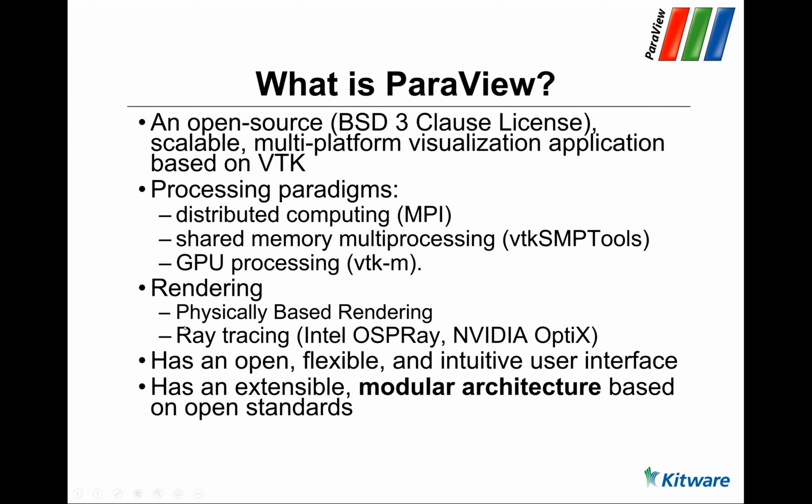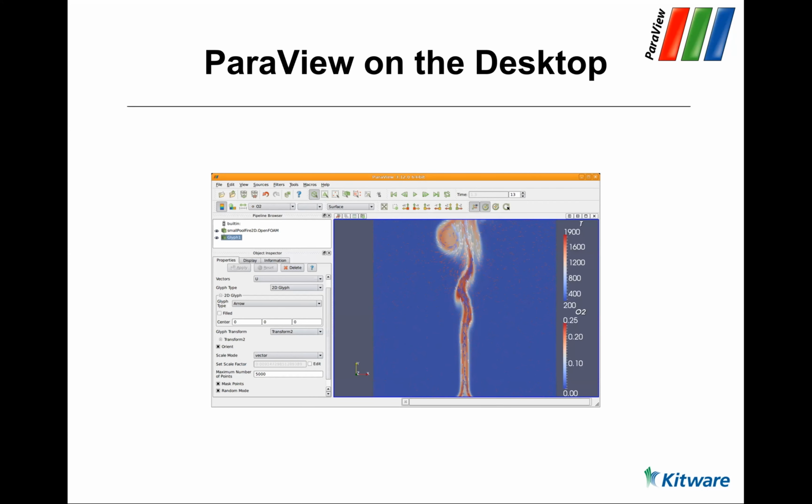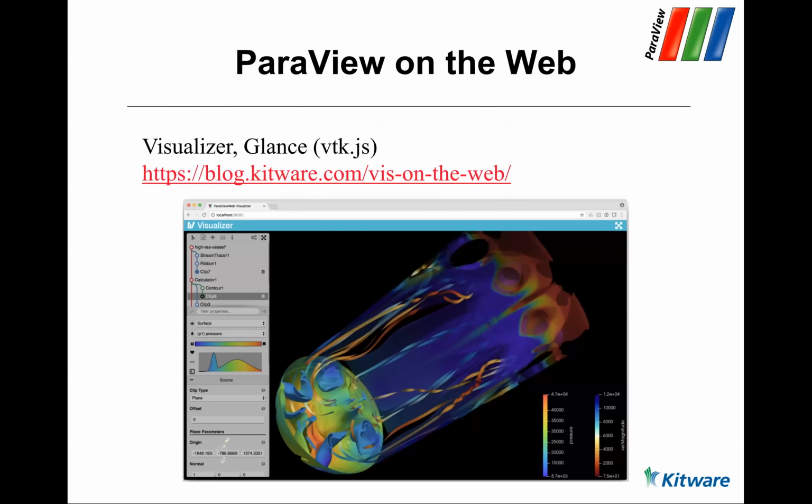ParaView has an open, flexible, and intuitive interface, and it has an extensible and modular architecture based on open standards. So we use this modular architecture to build ParaView in different flavors to, I guess, solve slightly different problems. So ParaView runs on the desktop. This is the application we're going to use in our tutorial. But it also runs on the web. So we have different variants here.